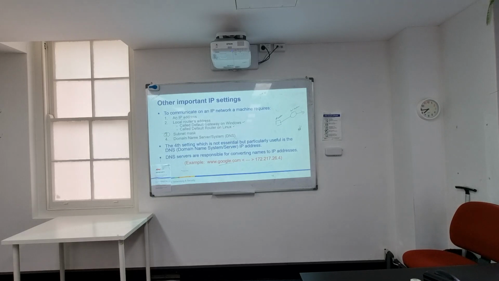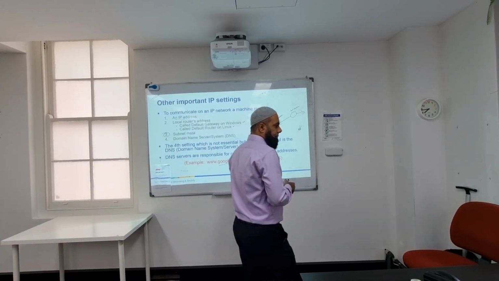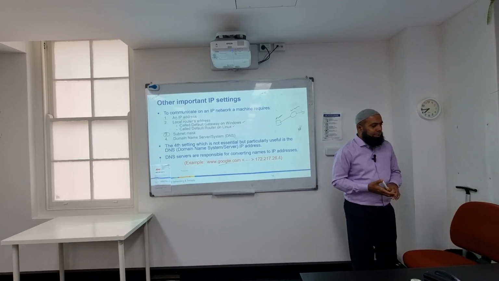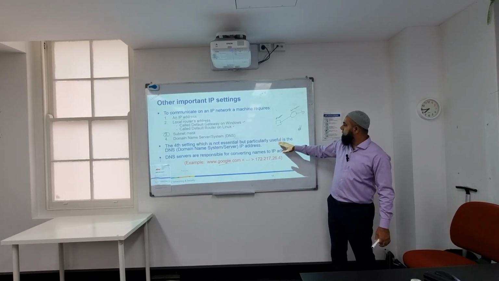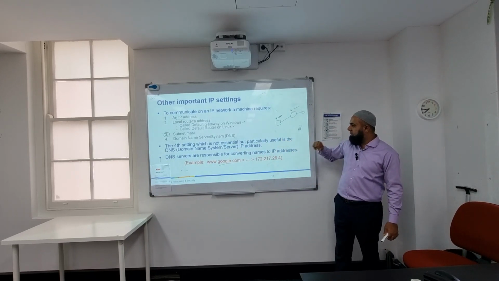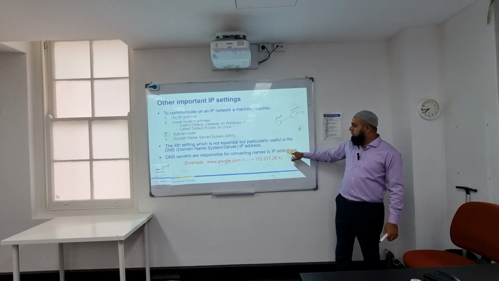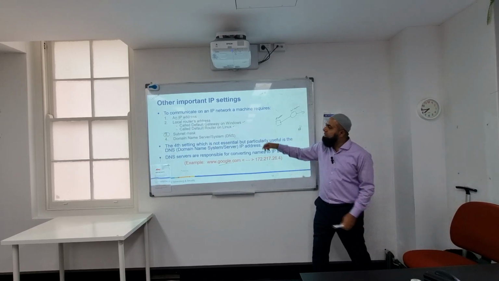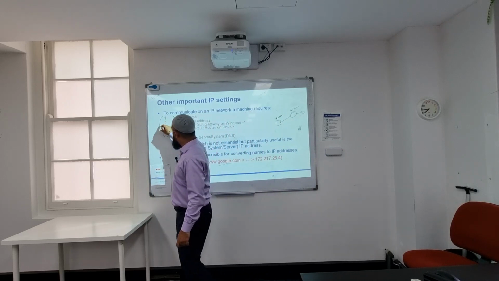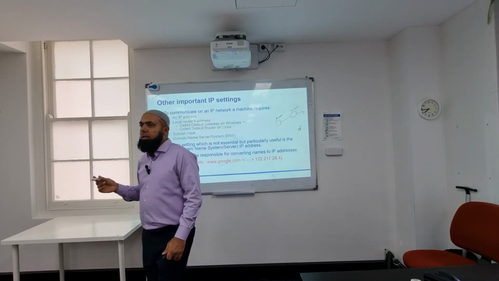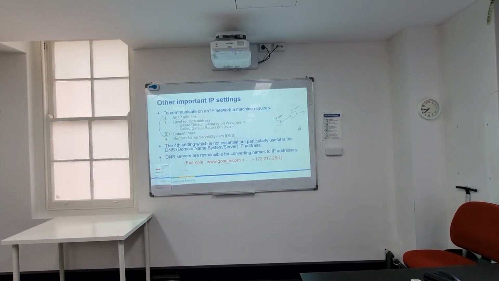Now, what is the job of these two things? The fourth setting is not essential but particularly useful: the domain name server. Domain name servers are responsible for converting names to IP addresses. You can say the first three are mainly more important. The fourth one is used to make things simpler for us as humans.